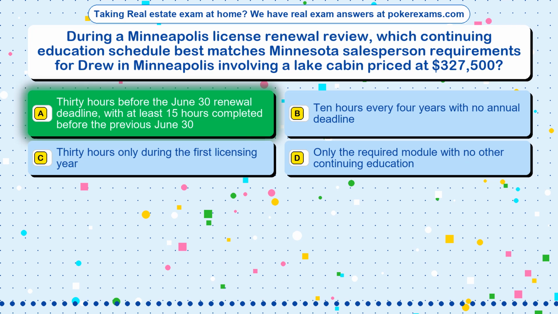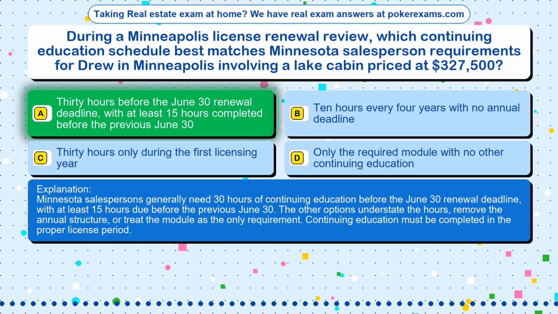The correct answer is option A. 30 hours before the June 30th renewal deadline, with at least 15 hours completed before the previous June 30th. Minnesota salespersons generally need 30 hours of continuing education before the June 30th renewal deadline, with at least 15 hours due before the previous June 30th. The other options understate the hours, remove the annual structure, or treat the module as the only requirement. Continuing education must be completed in the proper license period.